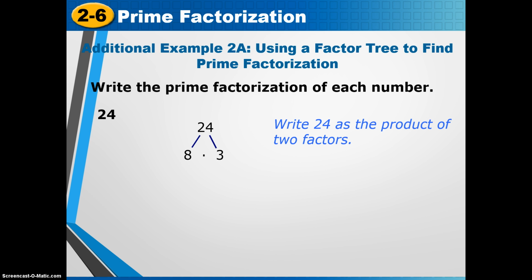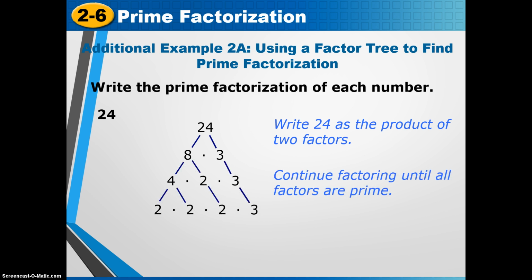8 is a composite number, so we can break it down again into 4 and 2. The 3 is a prime number, so it got brought down to the next row. Looking at the third row, 4 is a composite number, so it can break down again into 2 and 2. The 2 that's in the third row just comes down to the fourth row, and the 3 that's in the third row also comes down to the last row.